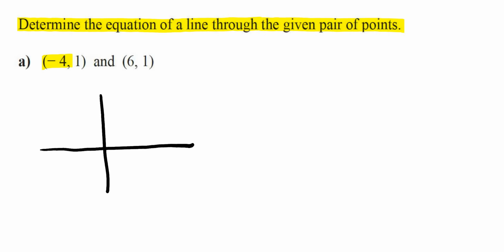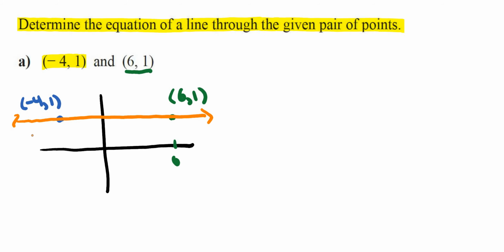If I have the point -4, 1, roughly that's probably in quadrant number 2 here. So let's just say this is -4, 1. And then I have 6, 1, which is in quadrant number 1. So maybe I'll just say this is 6, and I'll say that's 1. So this is the point 6, 1. And then if I draw a line connecting those 2 points, it's a horizontal line, right?